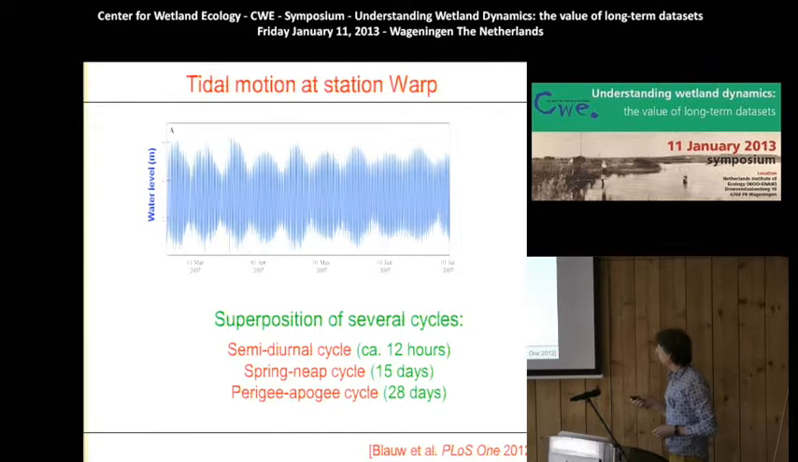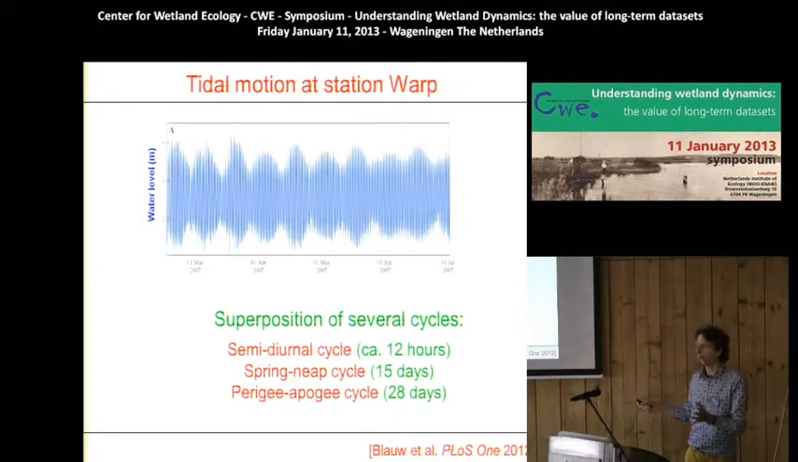There's also a third cycle that you can see here. If you look carefully at the spring tides, you see here we have a high spring tide, here we have a lower spring tide, a higher spring tide, a lower spring tide, a higher spring tide, a lower spring tide. That's the Perigee Apogee cycle, and it's caused by the fact that the moon travels an elliptic orbit, and the Earth is not located in the center of this ellipse, but a bit away from the center. So the distance between the moon and the Earth varies in time. And so also the gravitational force of the moon varies in time, and that causes this Perigee Apogee cycle with a periodicity of 28 days.